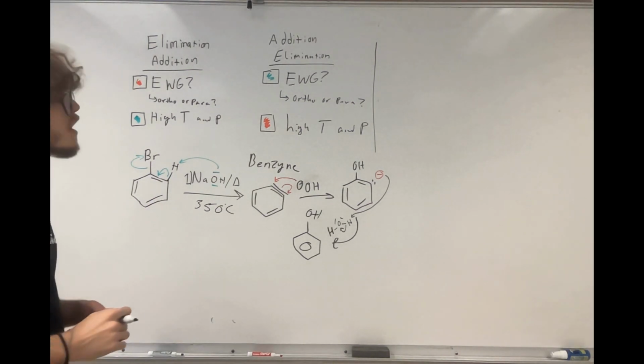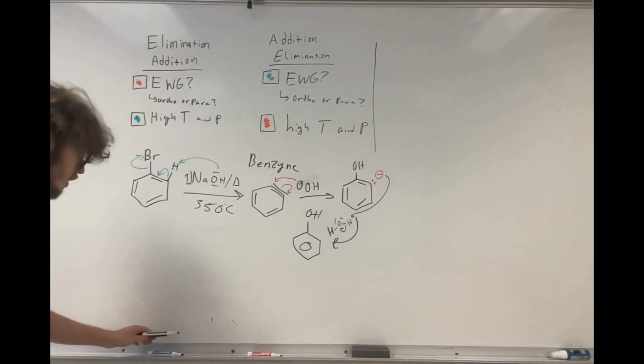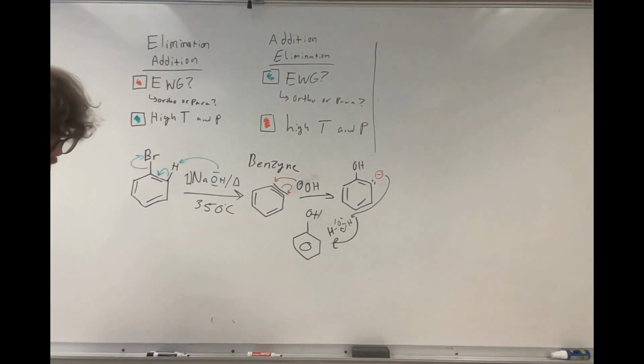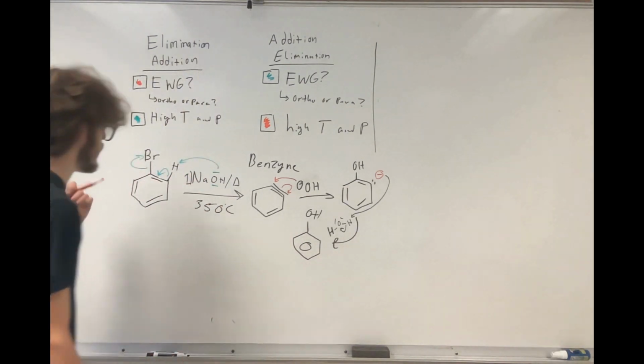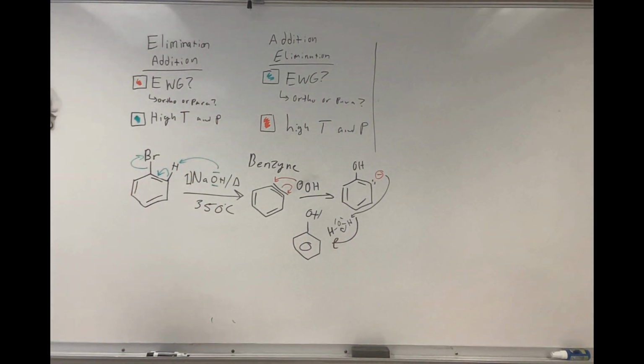And we didn't need an electron withdrawing group. So if you just have benzene or bromobenzene to start, you could simply convert it to a phenol if you really need it, although that would be a very big waste of money. In my opinion, phenol is a lot cheaper than bromobenzene, I can only imagine.